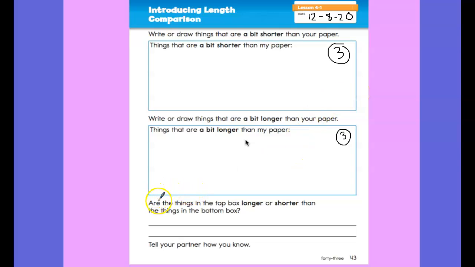And then it asks, are the things in the top box, so the things up here, are they longer or shorter than the things in the bottom box? So you have to say if they're longer or shorter, and then you can let somebody know at home, how do you know? Okay, so that's the first page. That one's kind of fun. I don't think that one will take you very long at all.